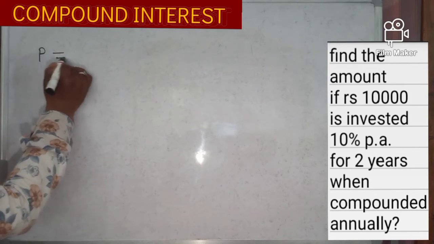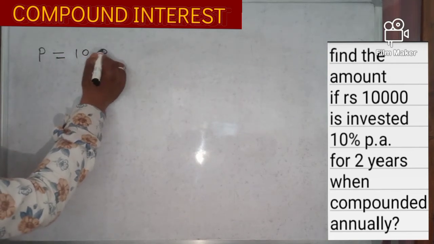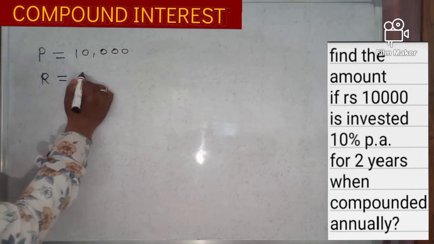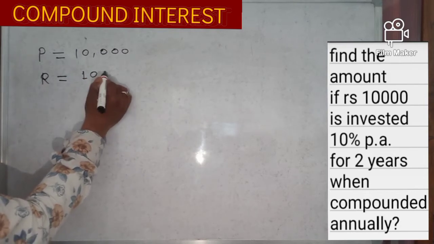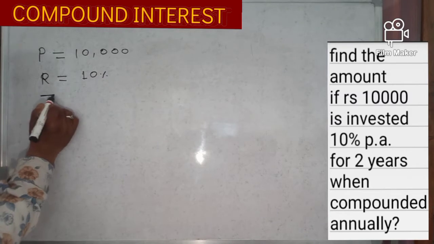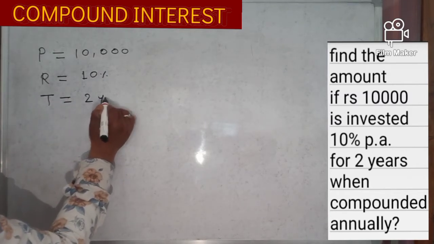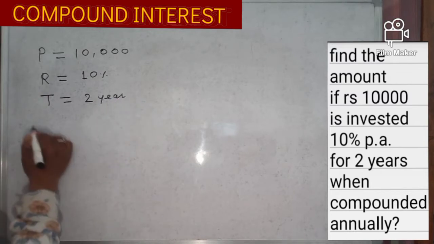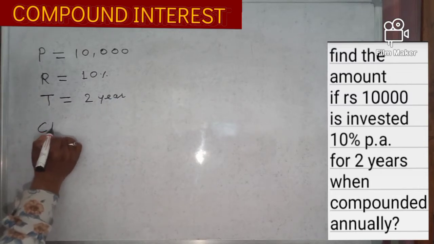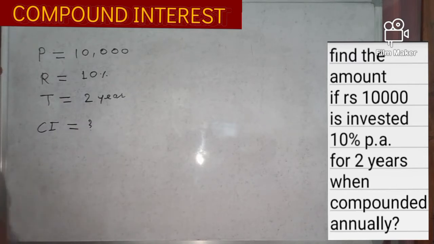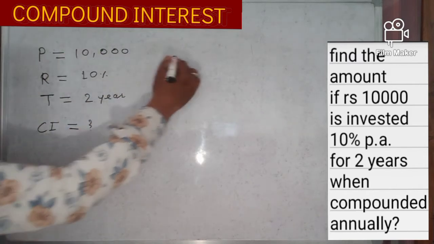So our principal is 10,000. Rate of interest is 10%. Time duration is 2 years. We need to find what the compound interest would be. So here the principal is given as 10,000.